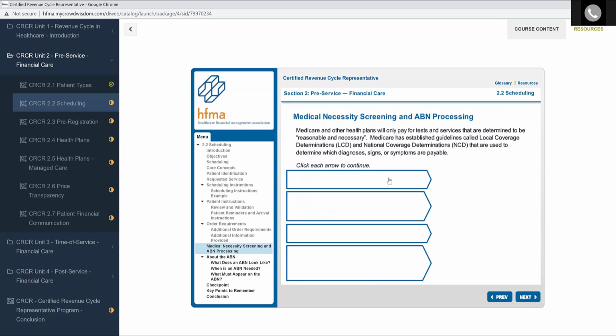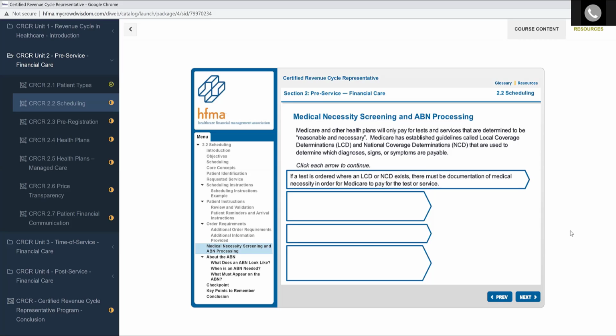So, medical necessity screening and ABN process. Medicare and other health plans will only pay for tests and services that are determined reasonable and necessary. Medicare has established guidelines called the local coverage determinations, also known as the LCD, and the national coverage determinations, which is the NCD. They're used to determine which diagnosis, signs, or symptoms are payable. So if you are familiar with Medicare, you may get a denial, and then you look up the LCD or NCD and see if there are any other diagnoses that would fit based on the medical record.